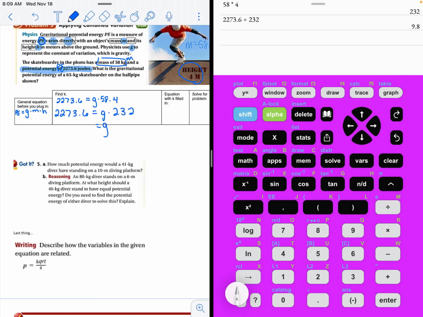If you look up gravity, it is 9.8 meters per second squared. So I'm very happy with that answer. So 9.8 is my G value.